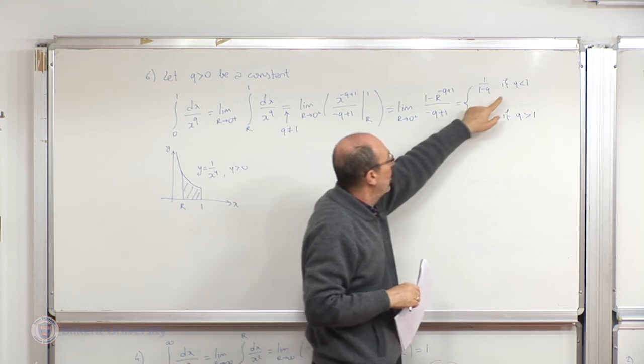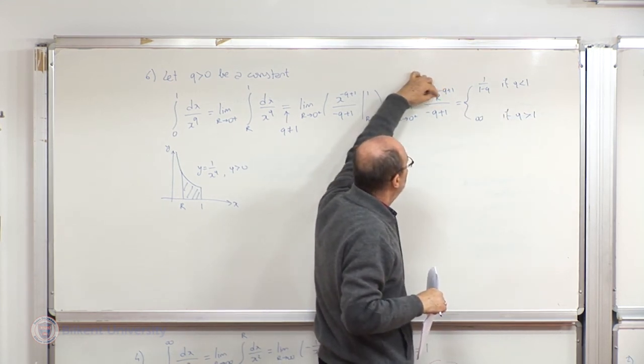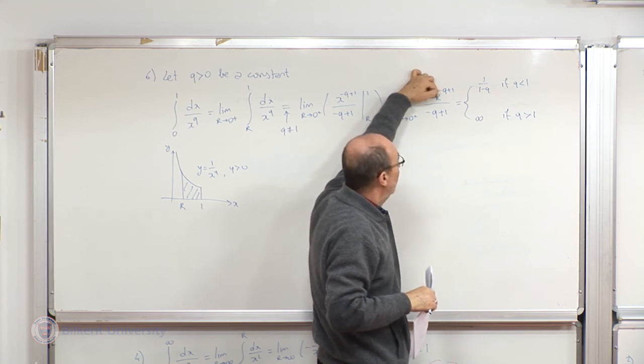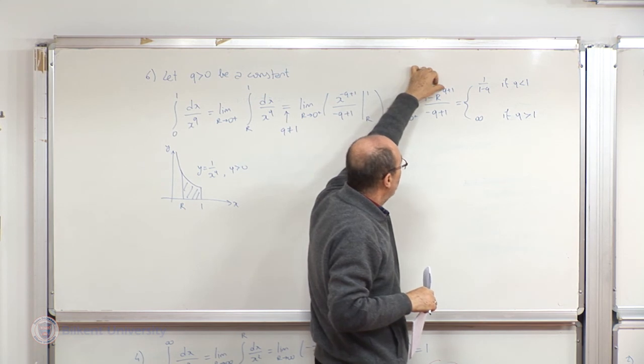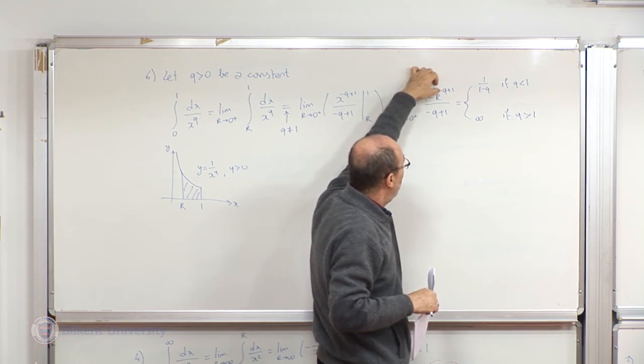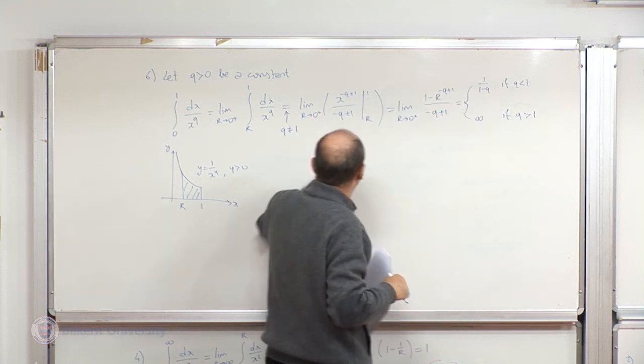If q is less than 1, then here this is r to some positive power. When r goes to 0, it goes to 0, and you get this. If q is larger than 1, then this is r to a negative power, so this is of the form 1 over r. When r goes to 0, it goes to infinity.